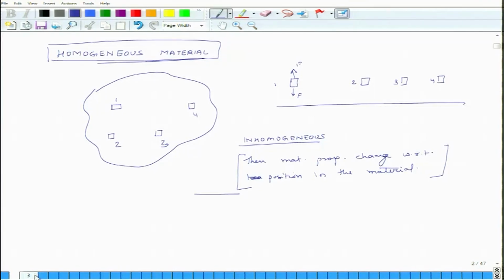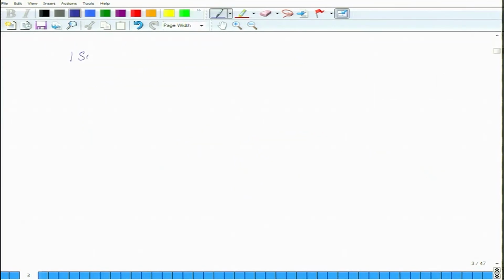Next term we will look at: isotropic versus anisotropic materials.